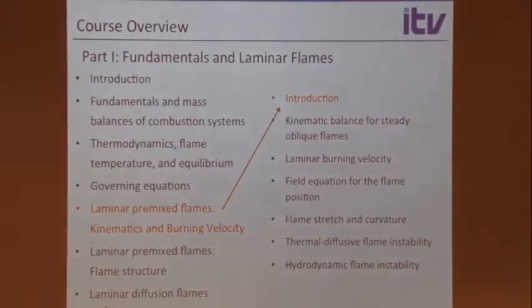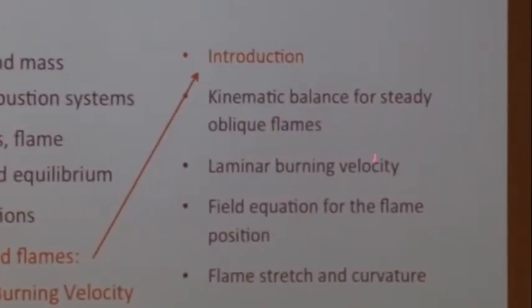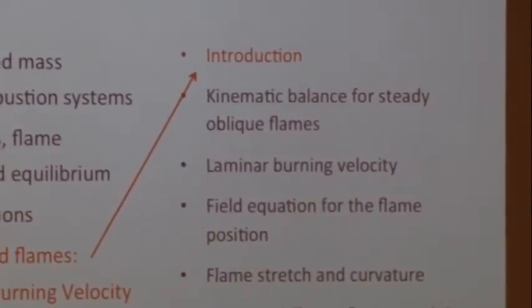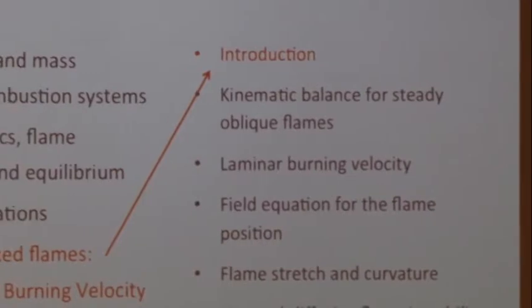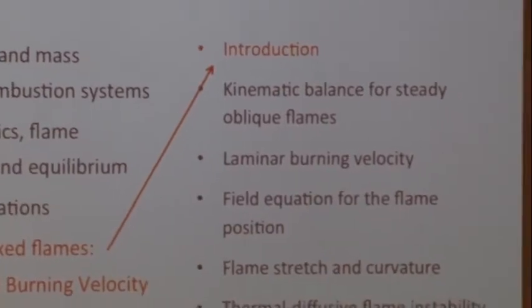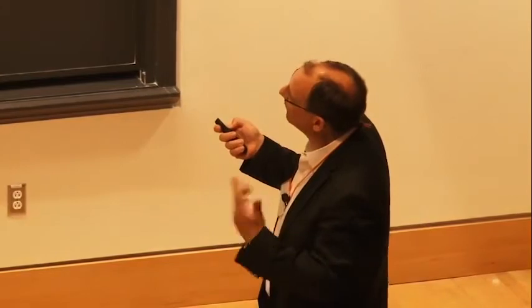We talk about the kinematics for steady oblique flames. Then we introduce the concept of a burning velocity, which is basically the speed at which a flame propagates, normal to itself. Once we know the burning velocity of that front, then we can also derive an equation for the dynamics of such a front. We'll do this just briefly. It will become important later on when we talk about turbulent combustion.